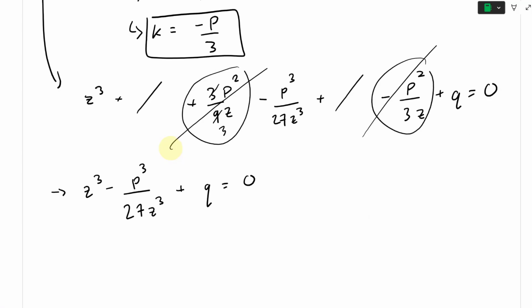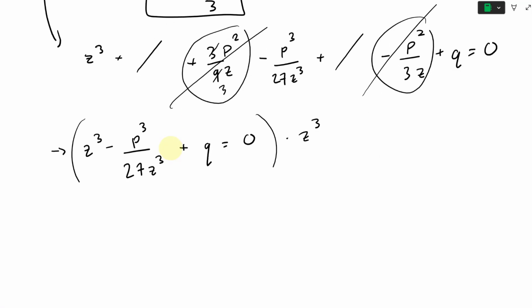And now this we can convert into a quadratic formula. To do this, well, there's a z cubed, and this one is z cubed at the bottom. If we multiply everything by z cubed, so let's multiply everything by z cubed.